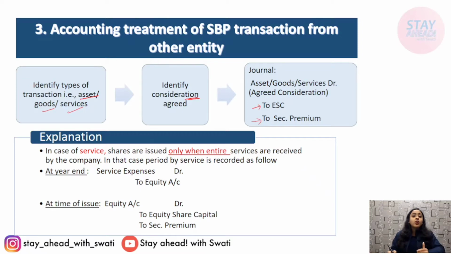When the purchased thing is a service, then the shares are issued only when the entire service has been received by the company or has been rendered. In such a case, at each year end, the service expense will be debited to the equity account, and when the final settlement year comes, equity shares will be issued: equity account debit to equity share capital, and the balance amount will be taken to securities premium.